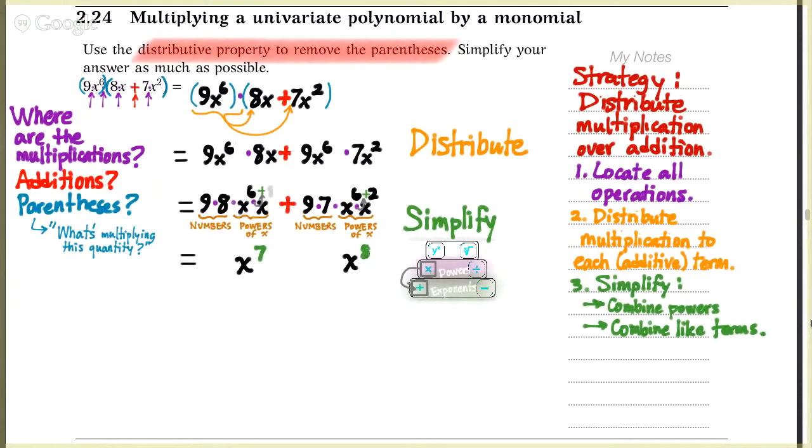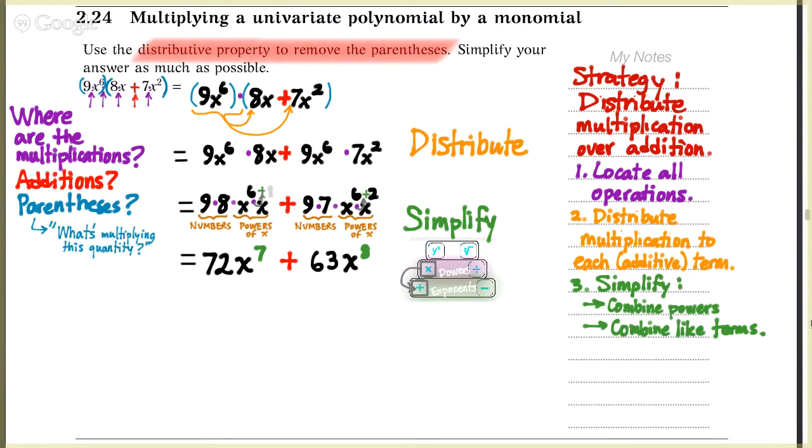Likewise, in the second term, x to the 6th times x to the 2 can be rewritten by adding the exponents in a single power of x, x to the 6 plus 2, or x to the 8th. Having combined those powers of x, now we just have to simplify the products of the coefficients that we have here. 9 times 8, 72. 9 times 7, 63. And we end up with this expression, 72x to the 7th plus 63x to the 8th.